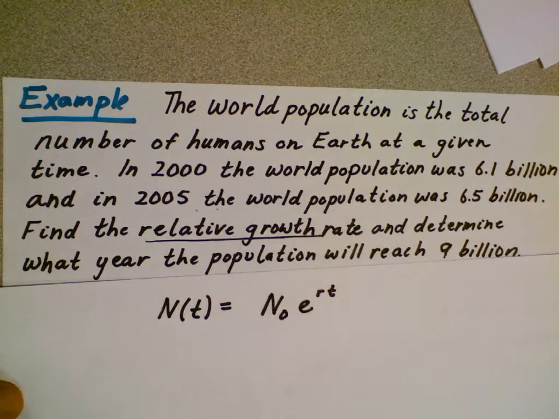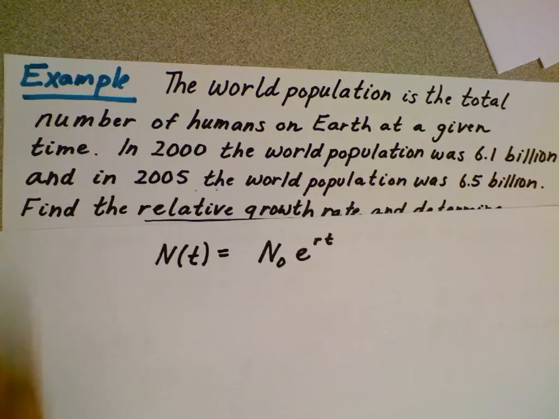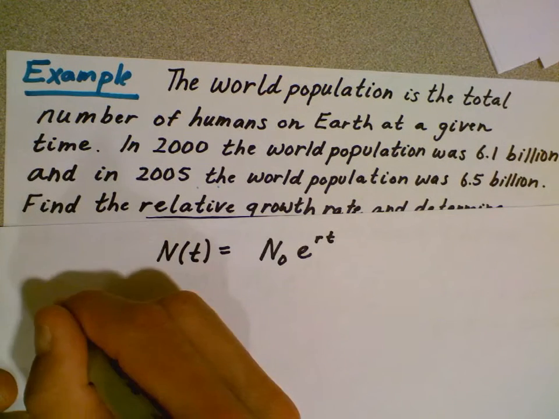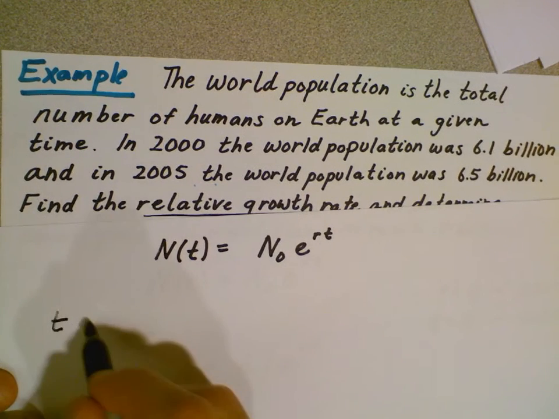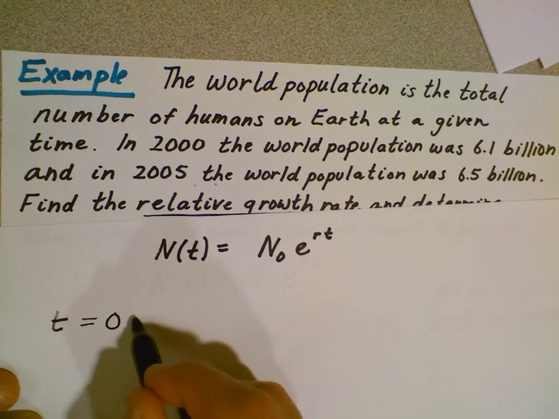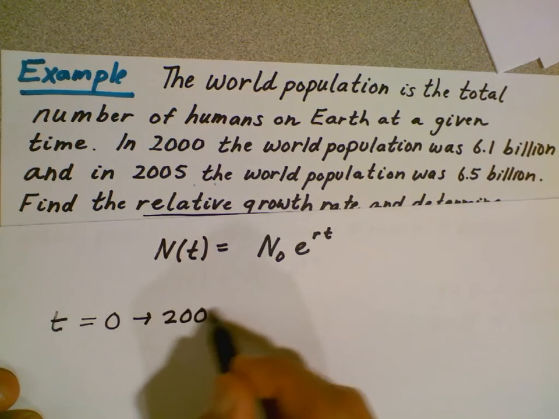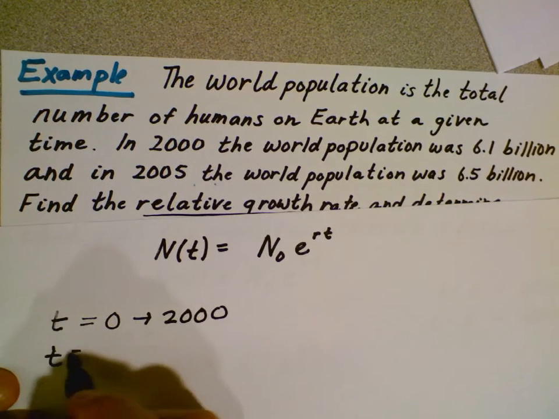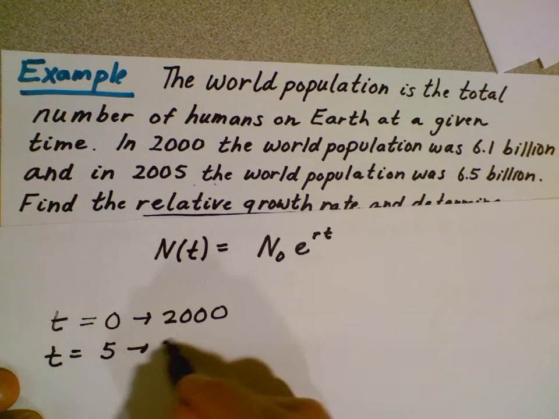There's a couple other things that we need to discuss though, and that is that we're going to let t being 0 correspond to 2000. That's the initial year. So that means t equals 5 in the year 2005.